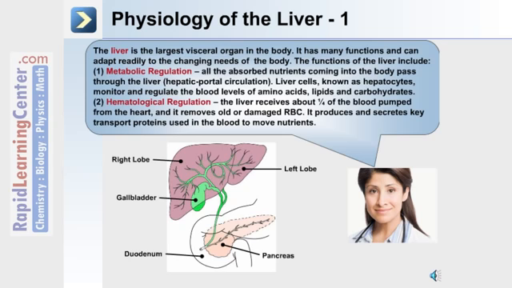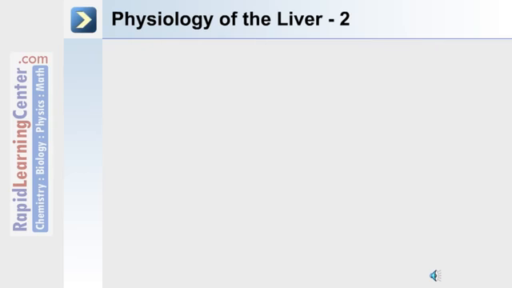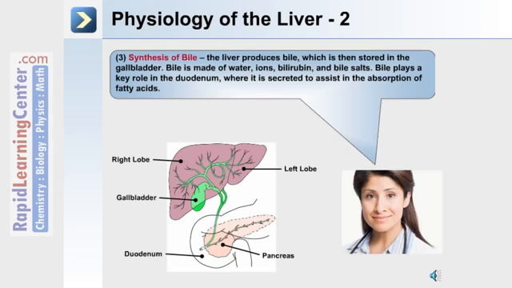Its hematological regulation includes the fact that the liver receives approximately 1/4 of all the blood pumped from the heart. It functions to remove old or damaged red blood cells, and it produces key transport proteins used in the blood to move nutrients. The third major function of the liver is the synthesis of bile.